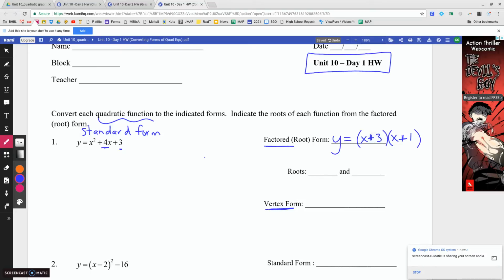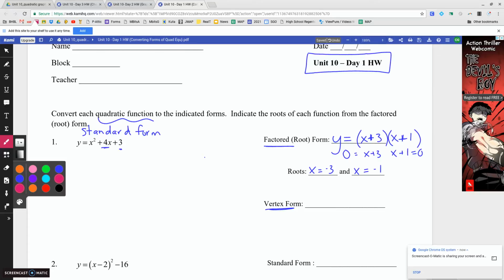Now, if I graph that, or if I solve it and I want to try to find the roots, remember that I'm setting both of these equal to 0. So I have x plus 3 equals 0, x plus 1 equals 0. So my roots are -3 and -1.